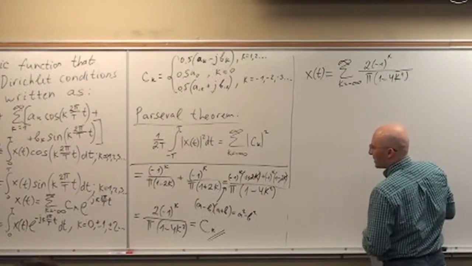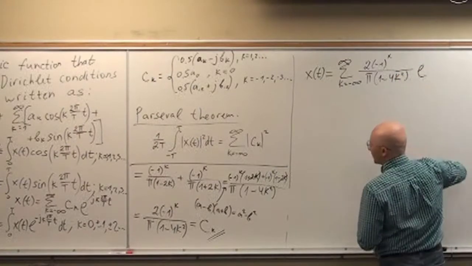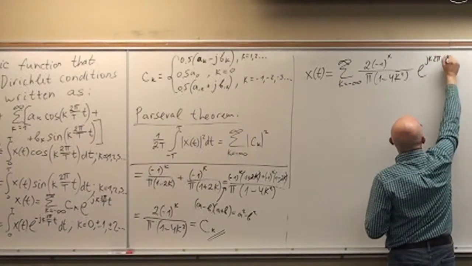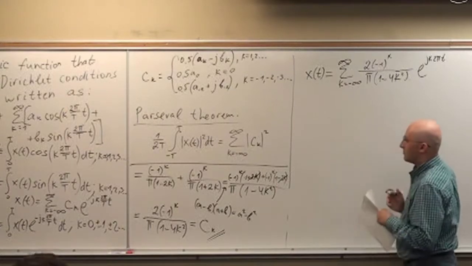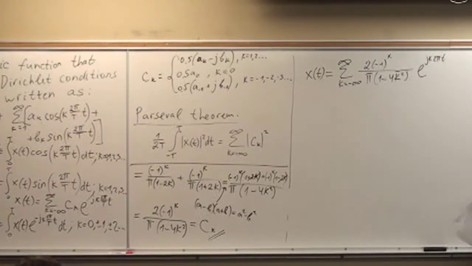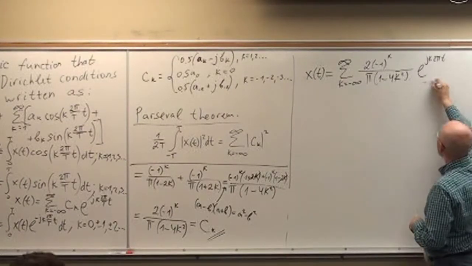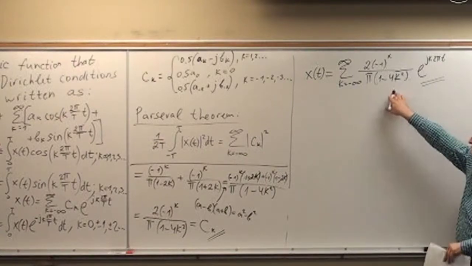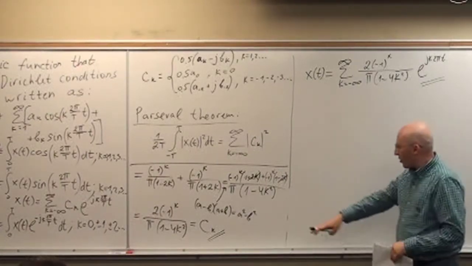And then we multiply that by exponent k twice... t. Done. I'm just copying it formally so that you'll have some answer. What is the complex Fourier series? It's that thing. This is the complex Fourier coefficient.